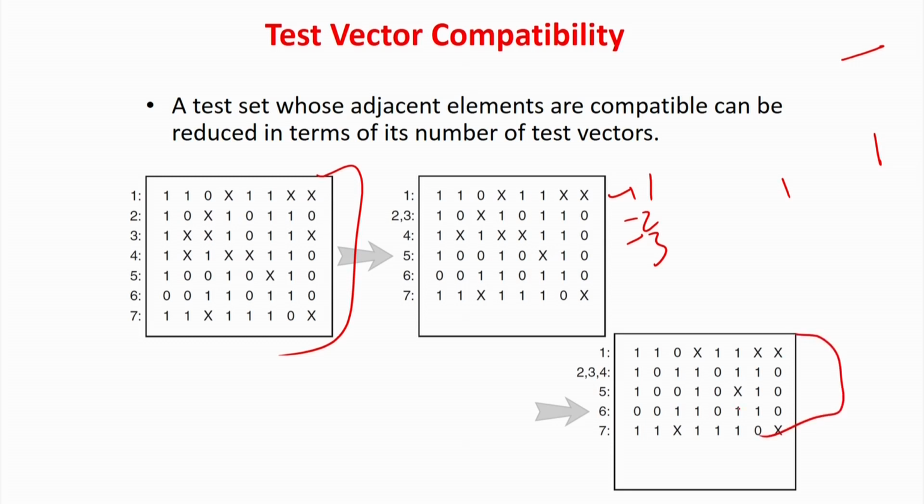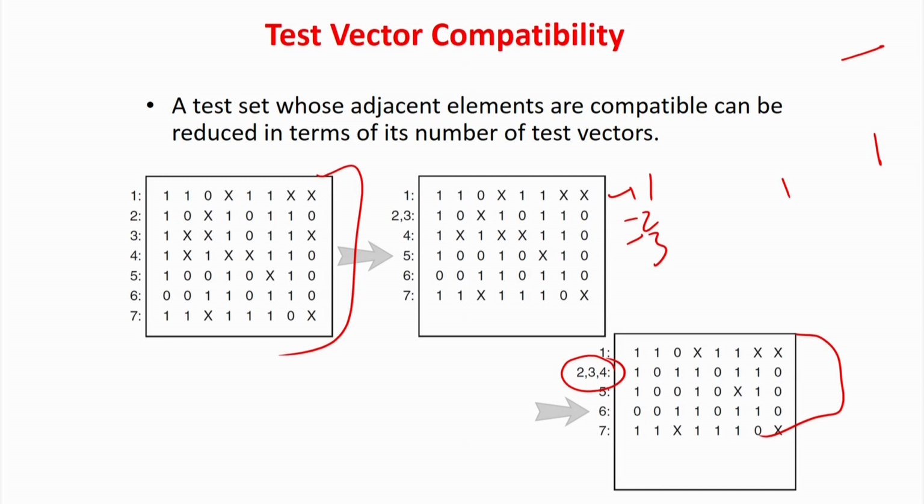Now in this minimal set you have eliminated some of the vectors, but there is no compromise in the test coverage, because maybe I have merged vectors 2 3 4, where maybe 2 is detecting a stuck-at fault at position 1, 3 is detecting some stuck-at fault at some other position, and 4 is detecting one at yet another position.